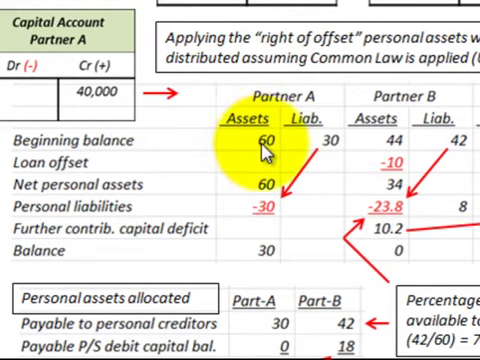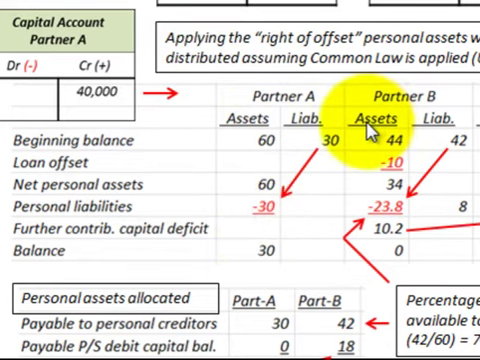So this is straightforward. Assets of $60,000, liabilities of $30,000, and then the net personal assets would be $60,000 less the personal liabilities of $30,000. So we have a balance in their asset account of $30,000. Now they don't have any deficit in their capital account. As a matter of fact, if we look at their capital account up here, it has a credit balance of $40,000. So partner A is straightforward here.